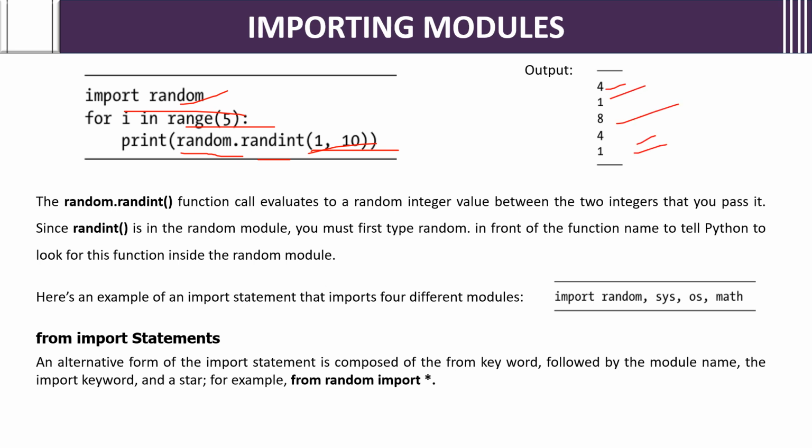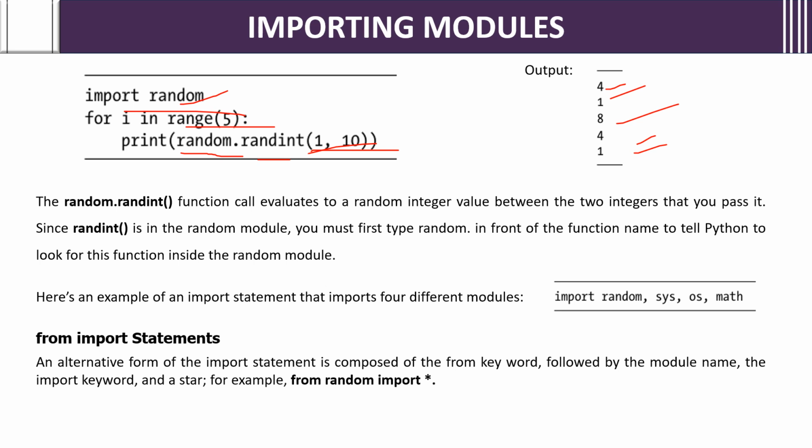The random.randint function call evaluates to a random integer value between the two integers that you passed. Since randint is in the random module, you must first type random in front of the function name to tell Python to look for this function inside the random module. We need to put random because it needs to check inside random and give the values between 1 and 10.